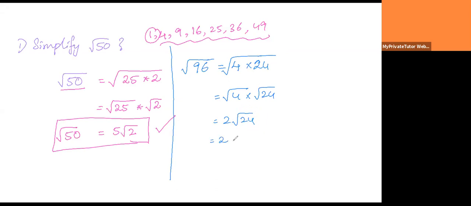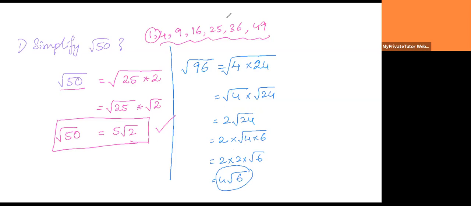Because 24 is nothing but 4 times 6. So we can write 2 times square root 6, which is 4 square root 6. Hope everyone understands this. Yeah. So the final answer is 4 root 6.